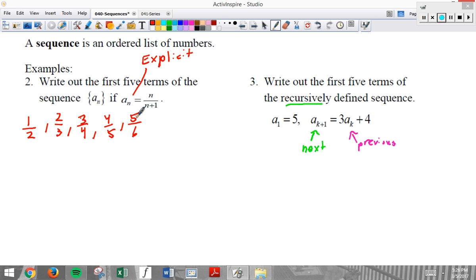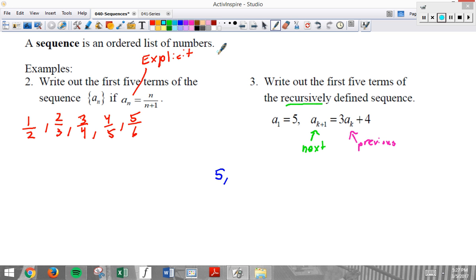An explicit definition is explicit because if I asked you for the 100th term here, you would just be like, oh, a sub 100, 100 over 101, done. If I asked you for the 100th term here, you'd have to be like, well, let's find the 99th term. Oh, I don't know that, 98th, 97th. And you'd have to count all the way back down to a sub 1, the first term. Now, in practice, it's not like that. In practice, you get your first 5 terms.